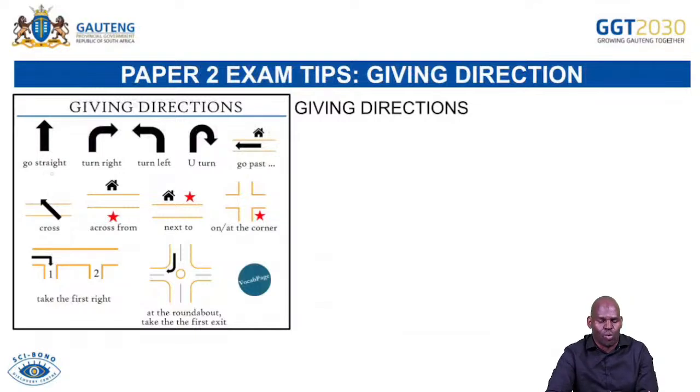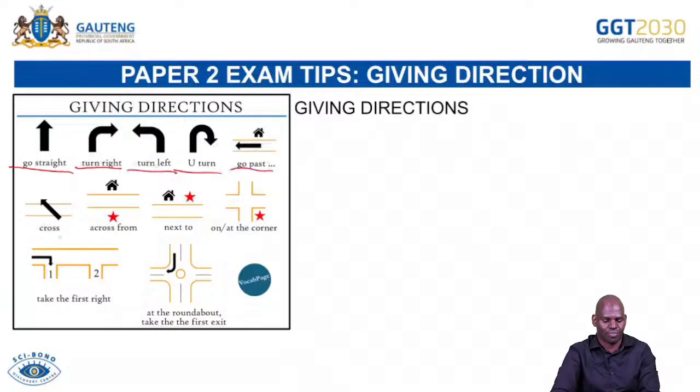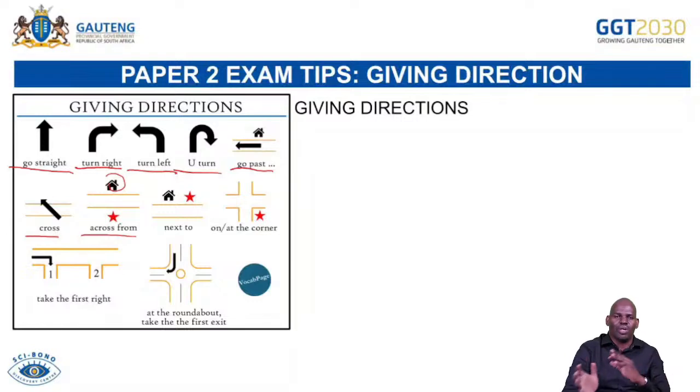In most cases, some of the ways that you might use: go straight and then turn right, turn left, or make a U-turn, or go past. In other words, you give directions, say go past this building and so on, or cross, or the place is across. So if you look at this, there's a house there, the house is across the star. So this one is the house is next to the star, and in this one the star is at the corner. So usually when you give a direction, you say this place is at the corner of this street and this street, or this place is 1 block or 2 blocks from the corner of this street and this street. So these are some of the ways that you must be able to use.